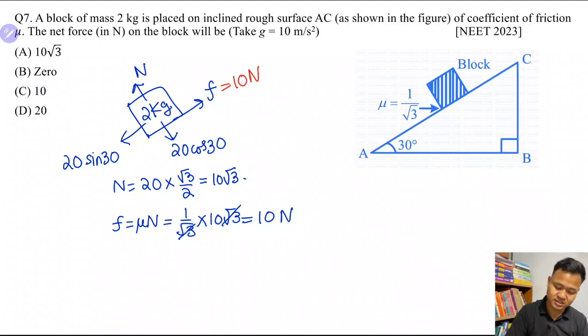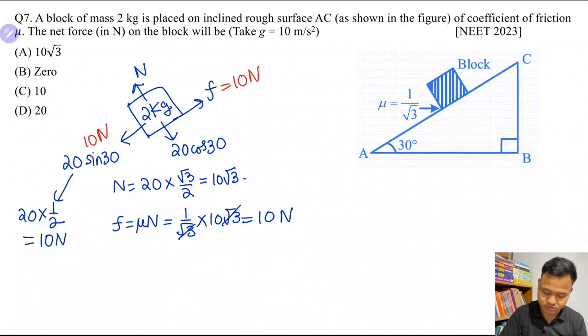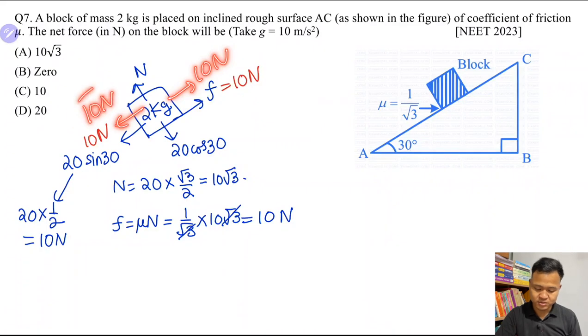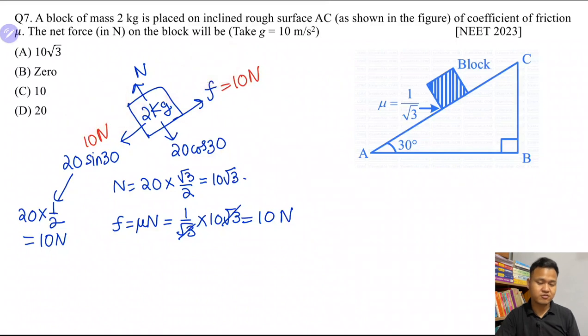Now 20 sine 30 is that, huh? So 20 sine 30 is 20 into sine 30 which is 1 by 2. So this is also 10 Newton. Okay, so I have found that here also you have 10 Newton. This side is 10 Newton and that side is also 10 Newton. So both are equal and opposite, so they get cancelled out. So what is the net force? So net force is 0.